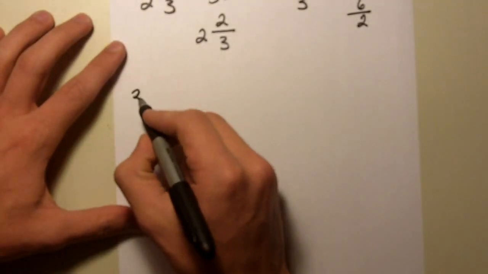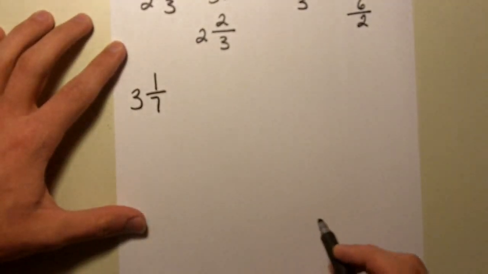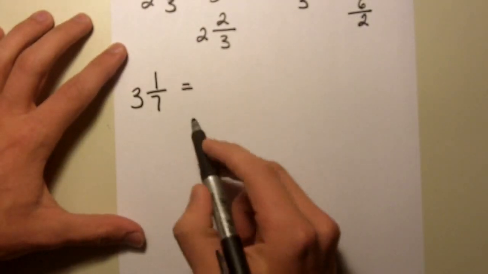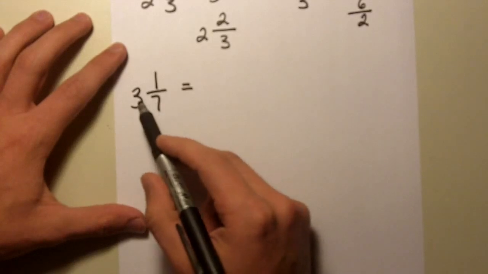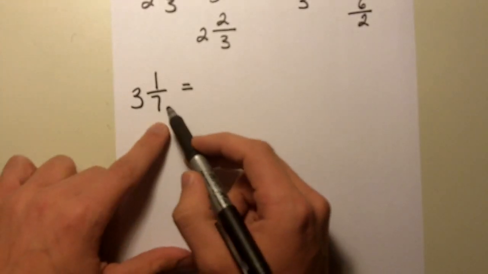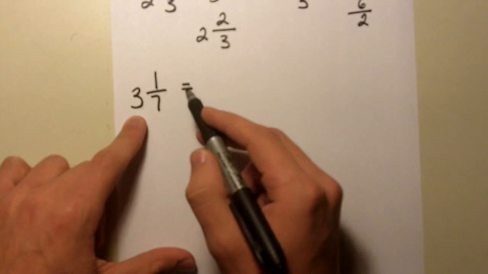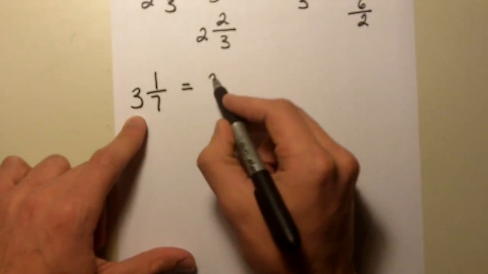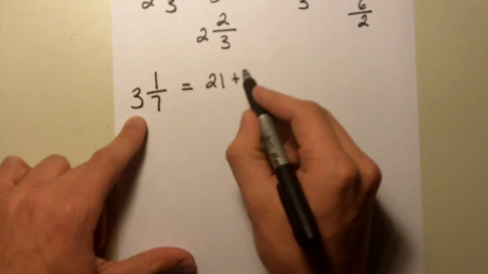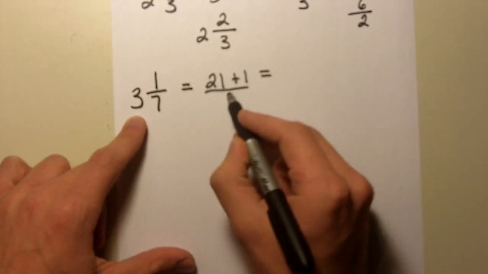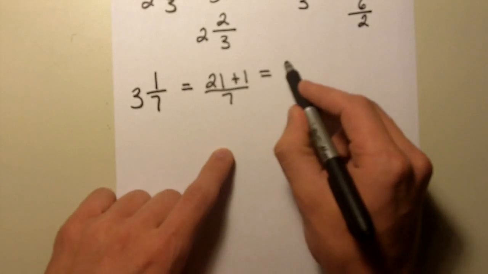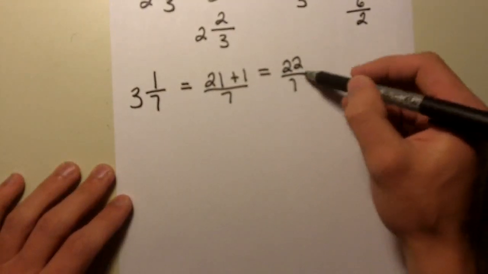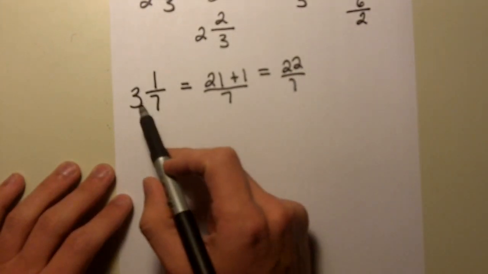Say we had 3 1/7. So how we could do this, so we could say 3 times 7, right? Because we want to multiply this denominator by the whole number, is 21. Okay? So we have 21 plus 1 over 7. So this is going to be 22 over 7. This is going to be our improper fraction that is equivalent to 3 1/7.